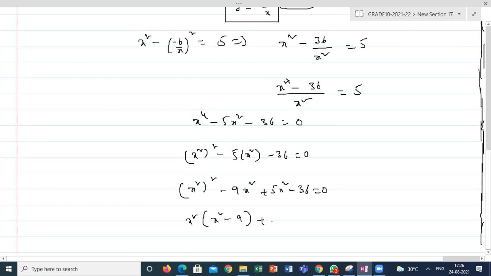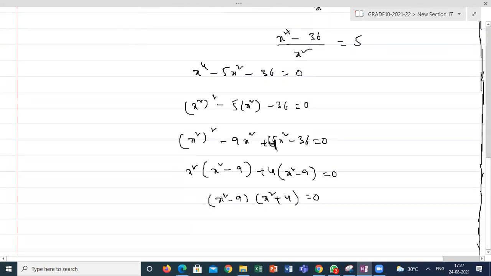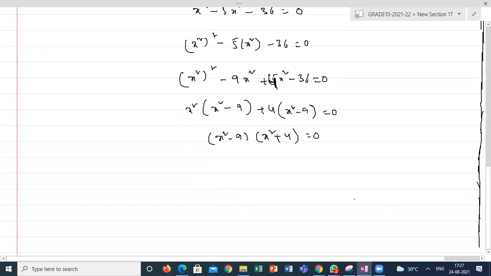If I'm taking 4 common, x² − 9 = 0. Sorry guys. So after all deductions, the factors of this expression are (x² − 9)(x² + 4) = 0. So what are the possible values for x here, students? x = ±3, or x = ±2i.